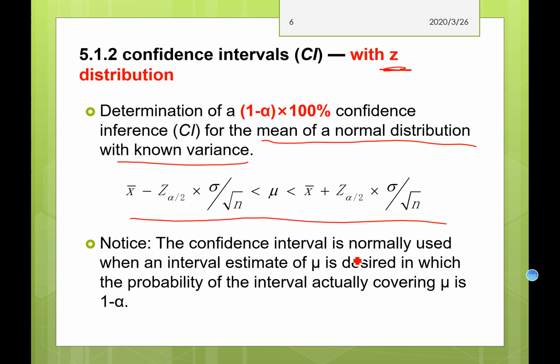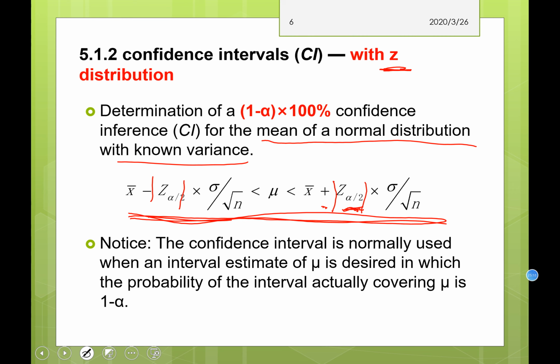Okay, so here, now you can know how we can get the formula. This is the X bar minus the absolute value of z times sigma over square root n. And this is the x bar plus the absolute value of z times sigma over square root n. So what's the meaning of half alpha here?